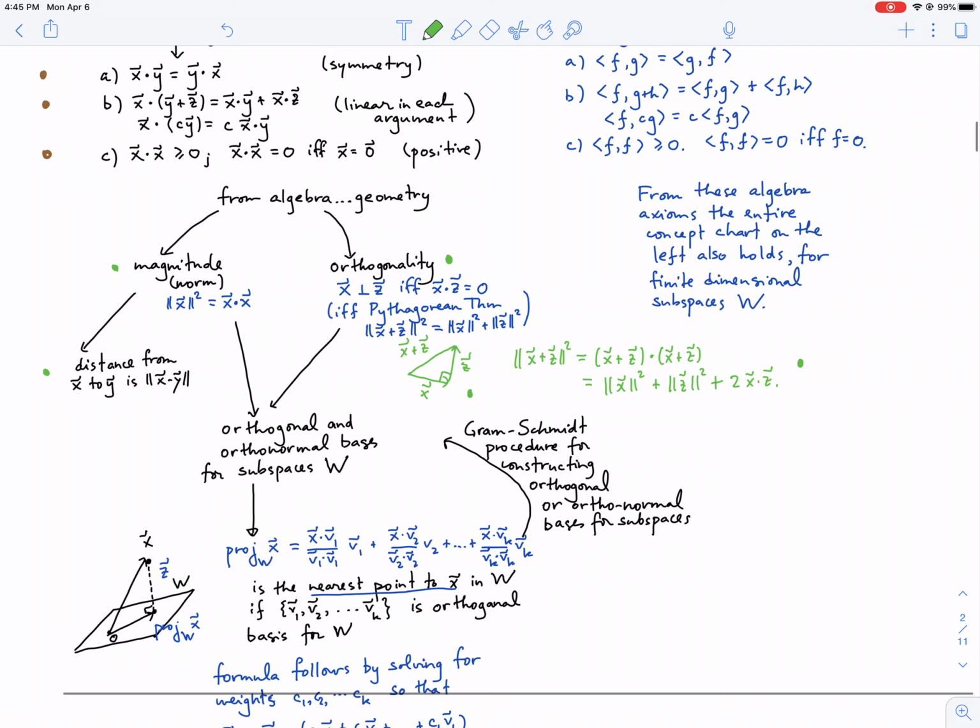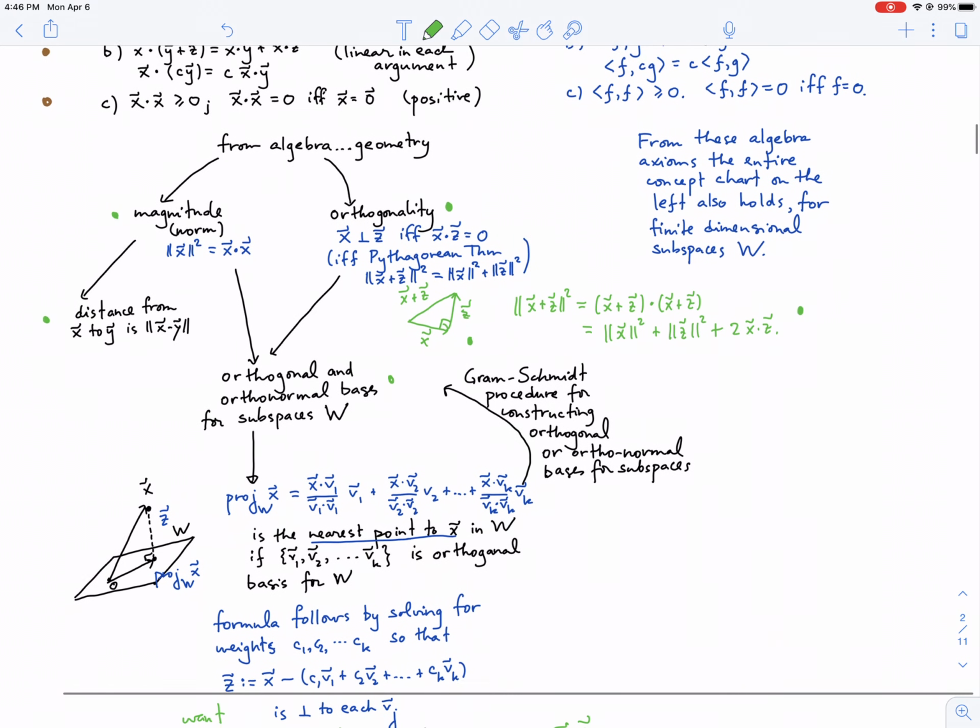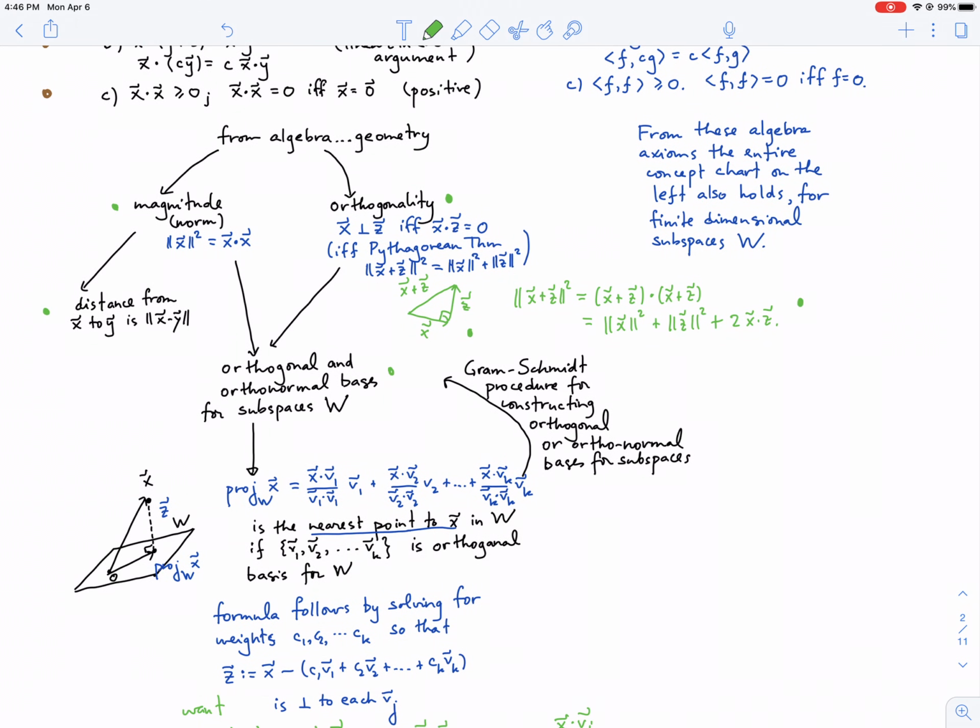Okay, so once you have orthogonality, you can talk about orthogonal and orthonormal bases. Orthonormal bases are orthogonal, but you've normalized all the vectors to have unit length. And you can then define projection onto a subspace. So if you have a subspace W spanned by an orthogonal set of vectors, then you have this projection vector for how to project a vector x in a larger space onto W. That's what we just used in the warm-up exercise.